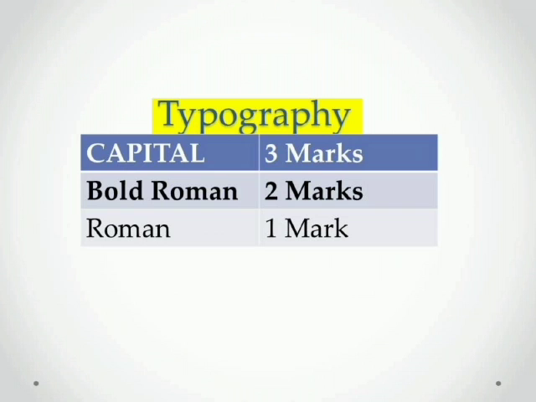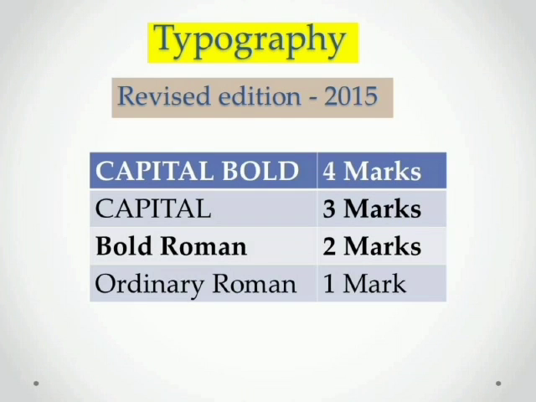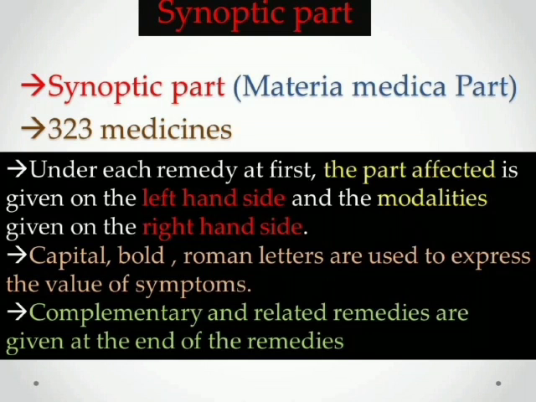Typography: capital 3 mark, bold Roman 2 mark, Roman 1 mark. In rearranged and augmented edition: capital 3 mark, bold Roman 2 mark, and ordinary 1 mark. In revised edition: capital bold 4 mark, capital 3 mark, bold Roman 2 mark, ordinary Roman 1 mark.